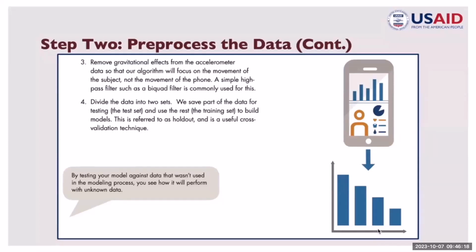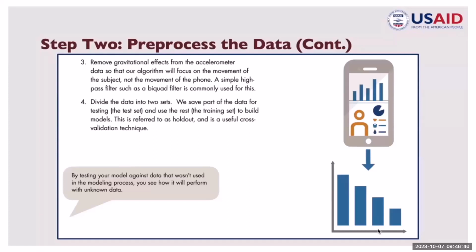Lastly, divide the data into two sets. We save part of the data for testing. We call it the testing data set. And the other part, we use for training, and we call it the training data set. This is referred to as holdout and is useful for cross-validation techniques.